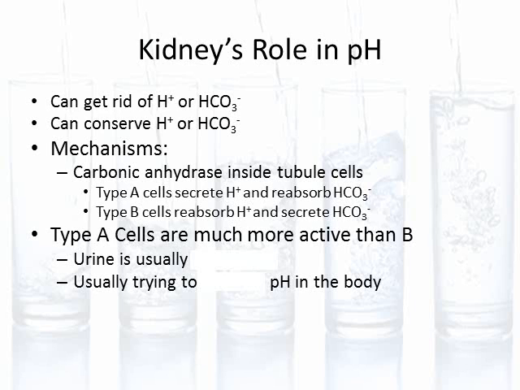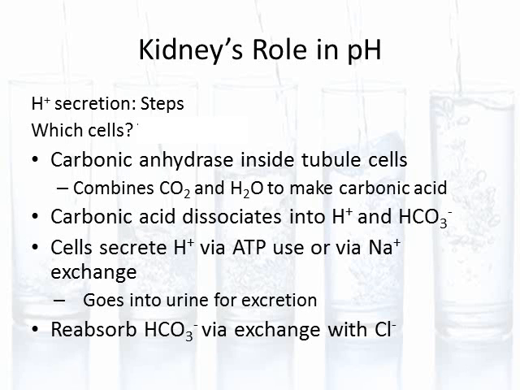Type A cells are much more active because the body is typically making acids from metabolism, so we're usually trying to increase the pH in the body and fight against the shift toward being more acidic. What I want you to do in this slide is take a look at the steps involved in the way that type A cells in the kidney tubules deal with too many hydrogen ions and how they help us with acid-base balance. The steps are shown right here, and they will coincide with the figure on the next slide.